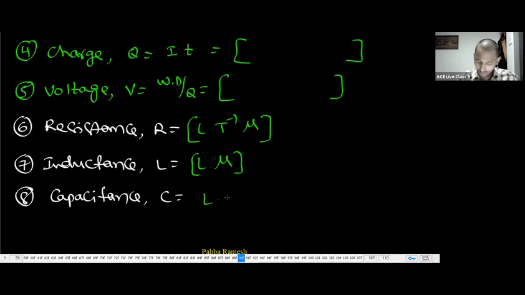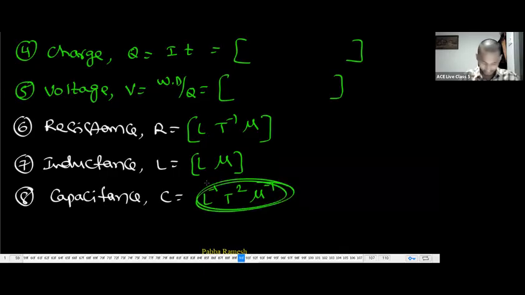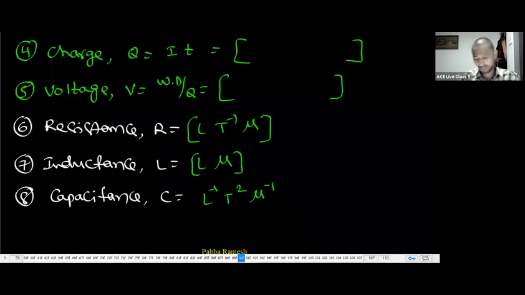And a C value: L minus 1 T2 mu minus 1. Just check this. You are given mu, but it is mu minus 1 actually. Navin Sai, these are the values. Pragati, got it, sir. Very good.